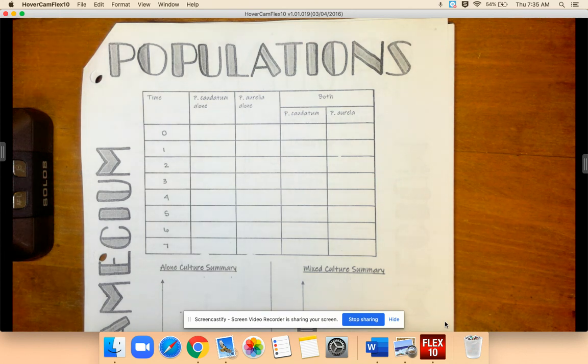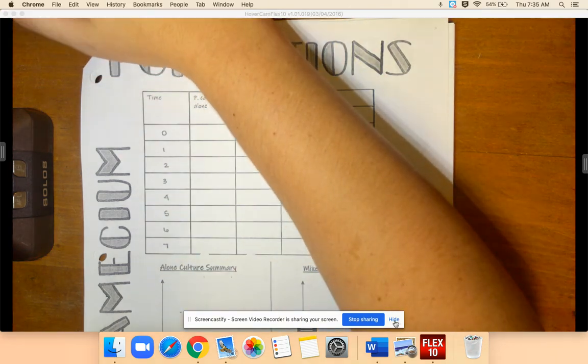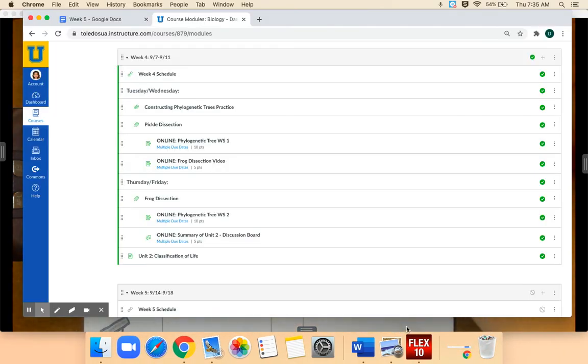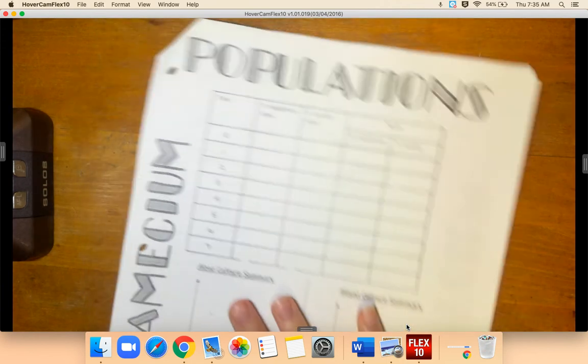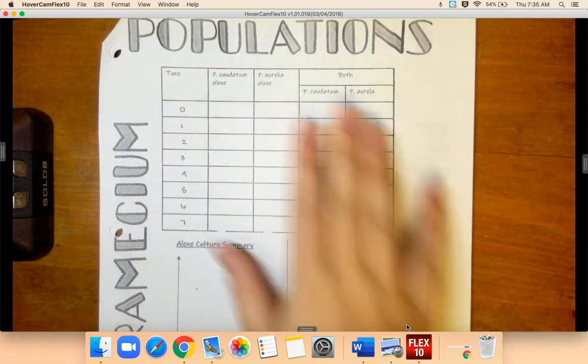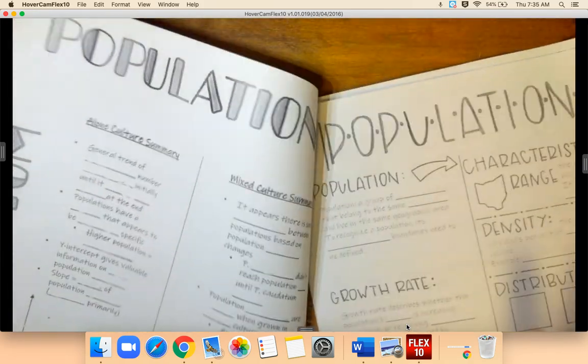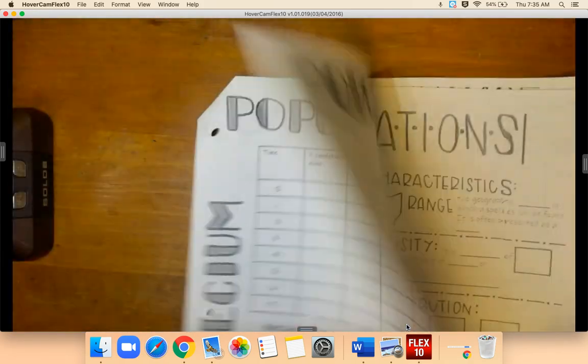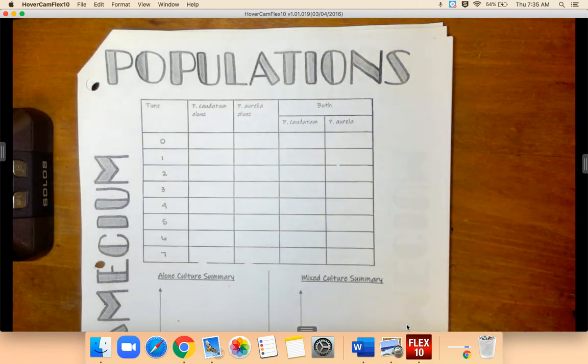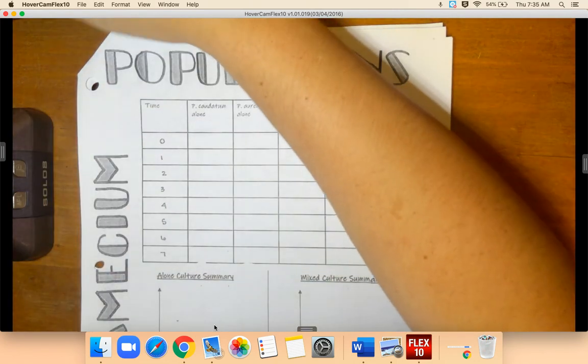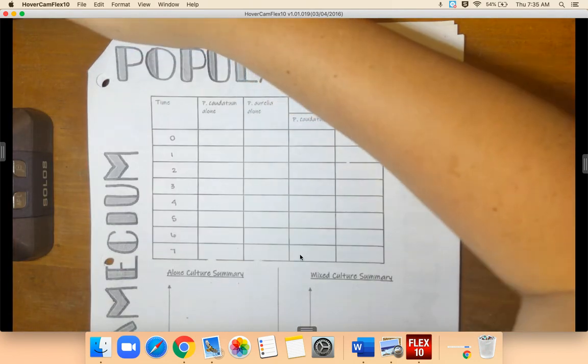All right, hello everyone, and welcome to our populations, Paramecium data, and summary notes video. So we're going to be doing this page, and this is mostly going to be something you do on your own. I'm just going to walk you through the process, and then we will do this second page together. So first thing that you're going to need is to find the data for this.